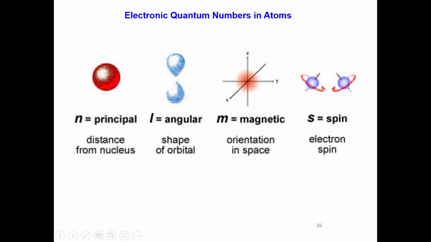Here is just a summary. The principal quantum number is related to the distance from the nucleus. The angular quantum number is related to the shape of the orbital. The m number is the magnetic number, the orientation in space. Yes, this is x, y, z. And the electron spin is the s number, related to the spin of the electron. Again, we will concentrate on the first two.